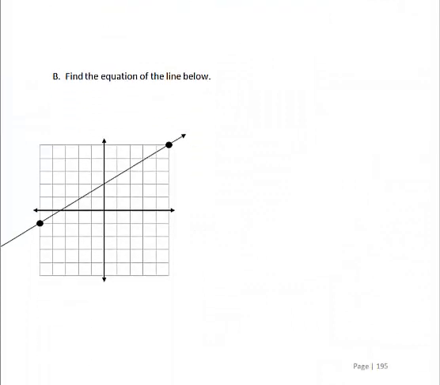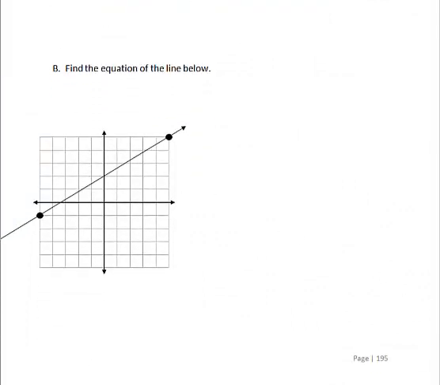Part B is very similar, but in that we're given 2 points on the line. We aren't told the slope, and we aren't told the y-intercept. In this case we still have to know the slope-intercept form of a line. It's y equals mx plus b.